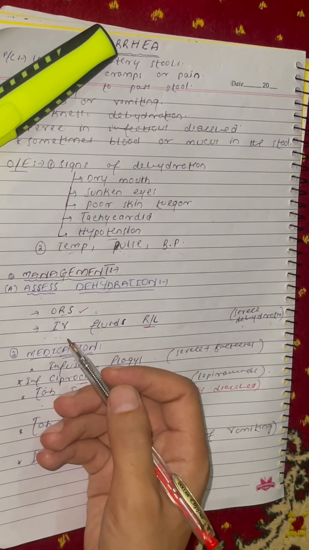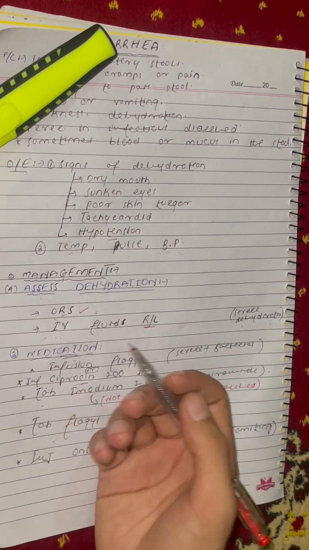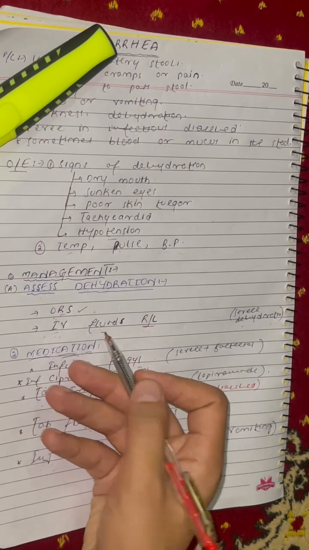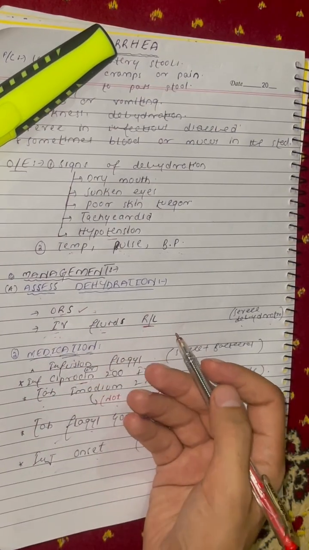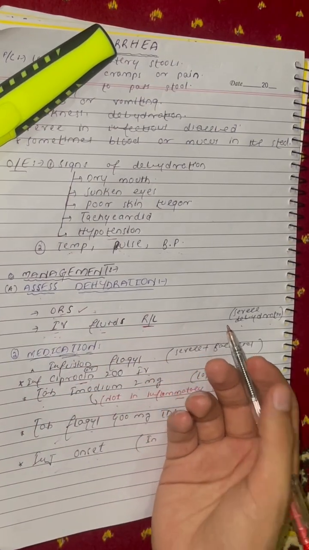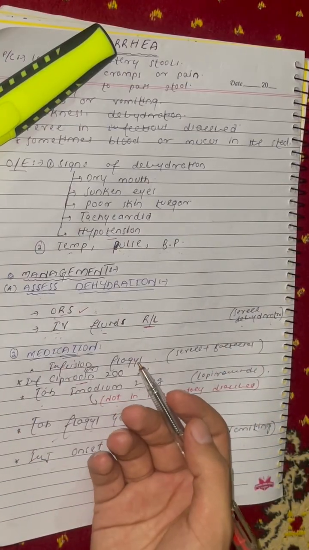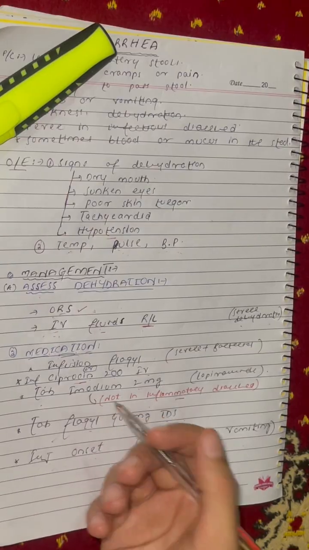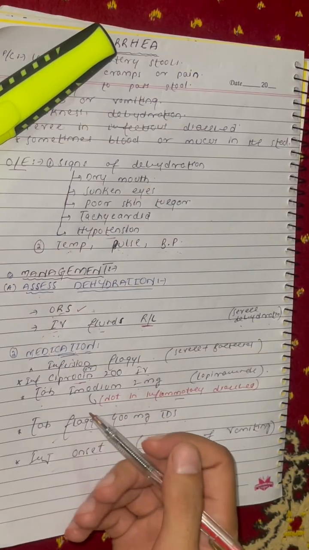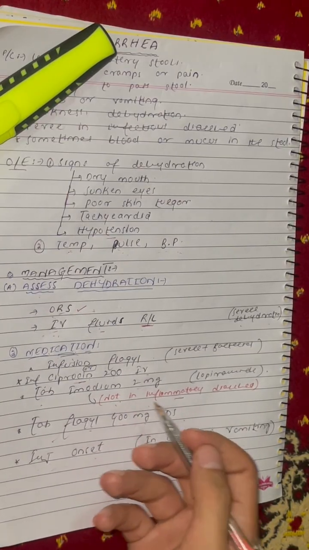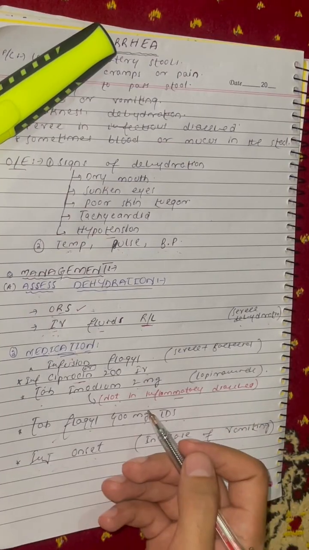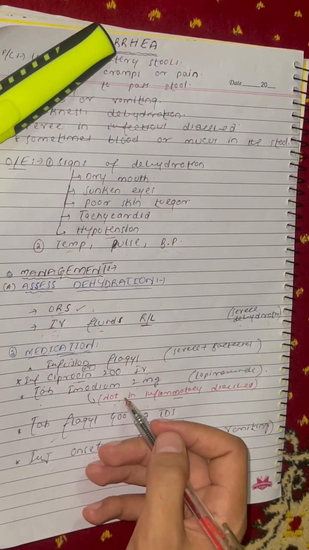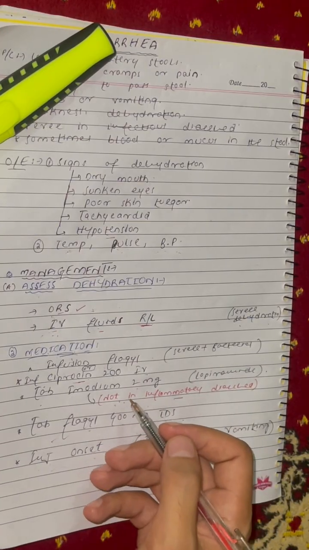Now, if the patient has severe dehydration and is unable to drink or is in shock, then we will give intravenous fluids. That is, infusion Ringer lactate is the most important one. Now, coming towards the medication. So first of all, we will discuss non-inflammatory diarrhea. We will give only tab Imodium in case of non-inflammatory diarrhea. Remember, this is not suggested in inflammatory diarrhea because it will worsen the case.